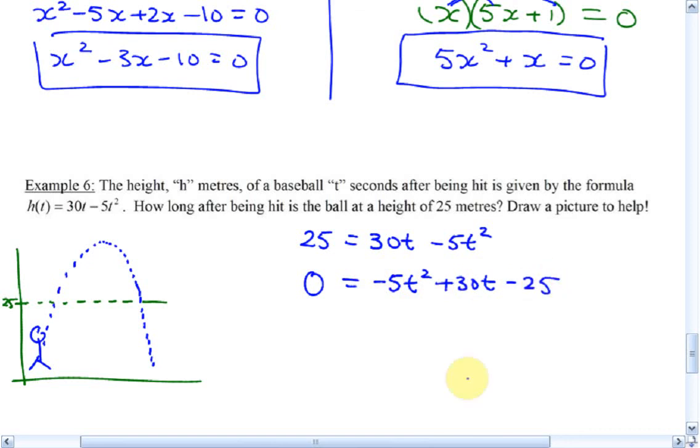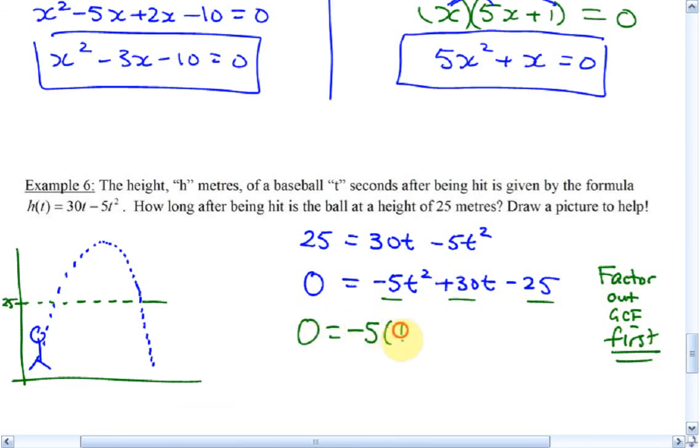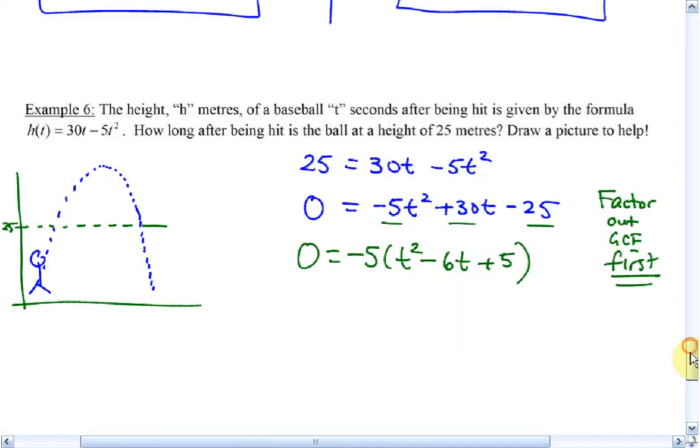Now, you could multiply by negative 1, but look, I see that each of these terms has a factor of negative 5. So I'm going to always ask you when you do this factoring to always factor out the greatest common factor first before doing any of that trinomial factoring. If you take out the negative 5, you'll get t squared minus 6t plus 5. And I know many of you got this, and you solved to get t minus 1, t minus 5.